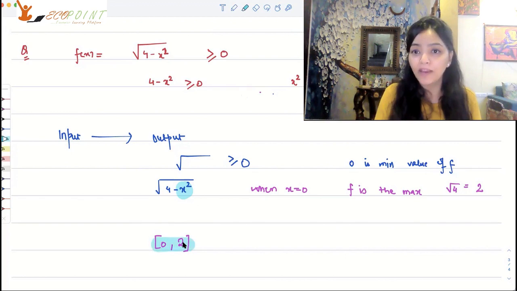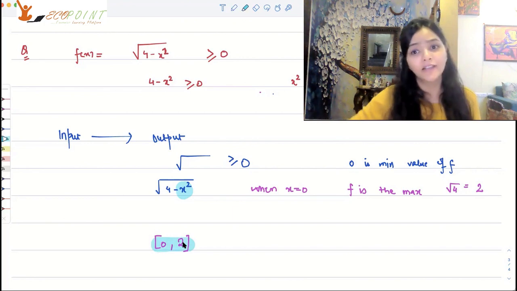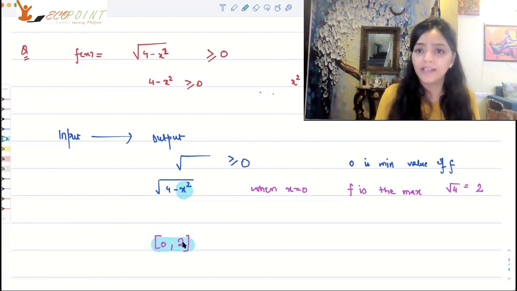What I want to compare here with the previous question, in the previous question, it was a square root function. We got the range as 0 to infinity. But here, we're stopping at 2 because the domain is such. The function is valid for such x's only. Okay? Thank you.